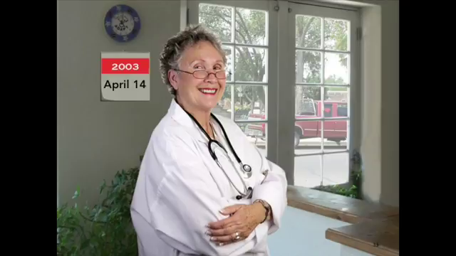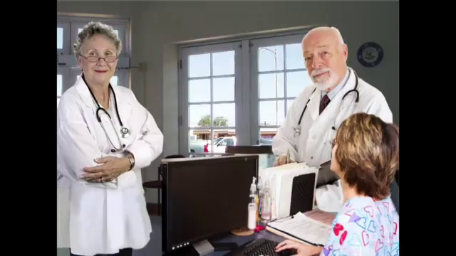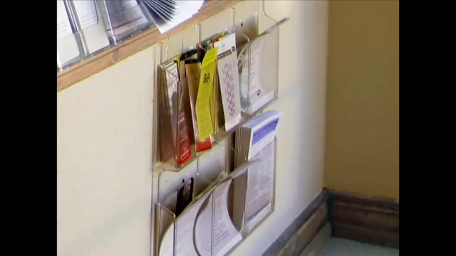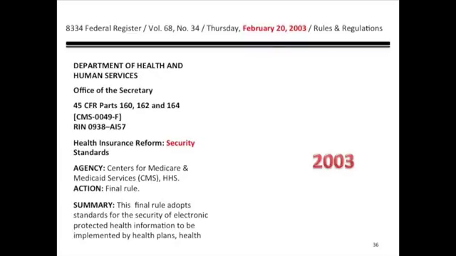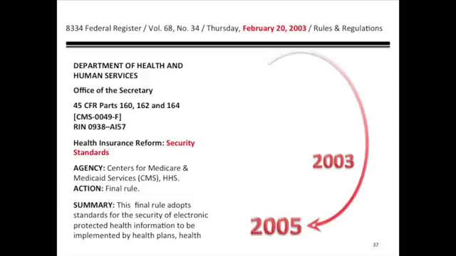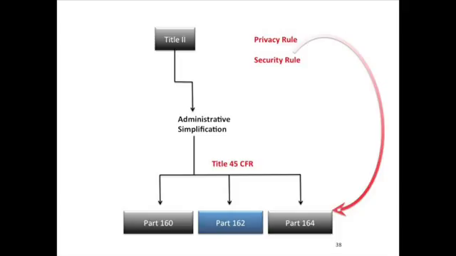The first compliance deadline was in 2003. The Pruitt Medical Group was prepared. They had NPP brochures ready to hand to their patients. HHS published the security rule in 2003, and they made it effective in 2005. Privacy and security regulations were codified in Part 164.